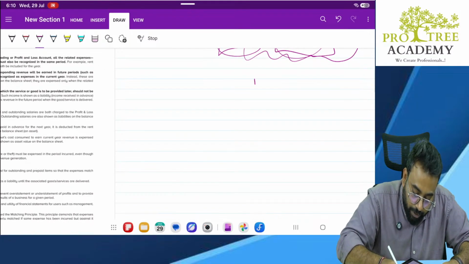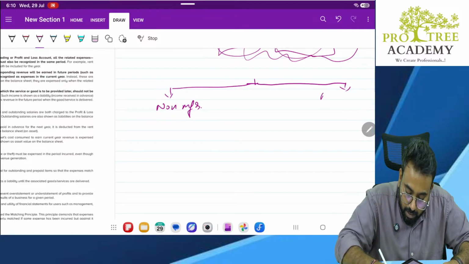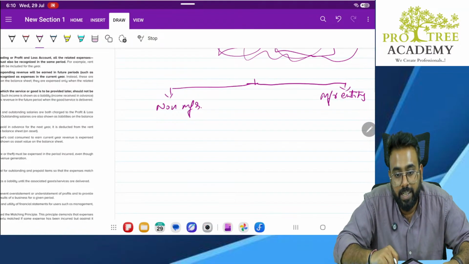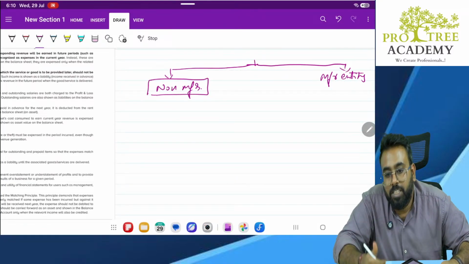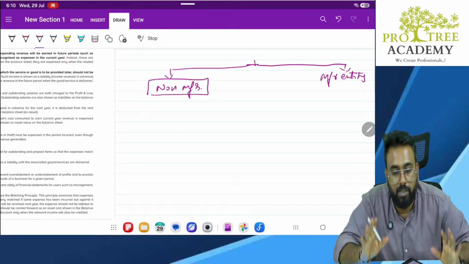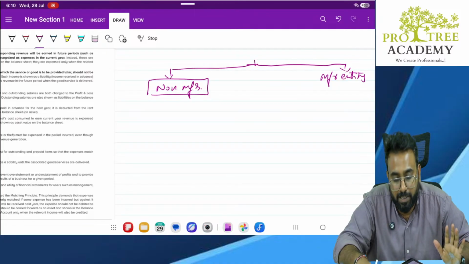There are two types of entities. One, non-manufacturing entity. One more is manufacturing entity. Non-manufacturing entity means what, sir? Any entity which does not manufacture products. For example, grocery store, supermarket, medical shops. All these are examples of non-manufacturing entities.